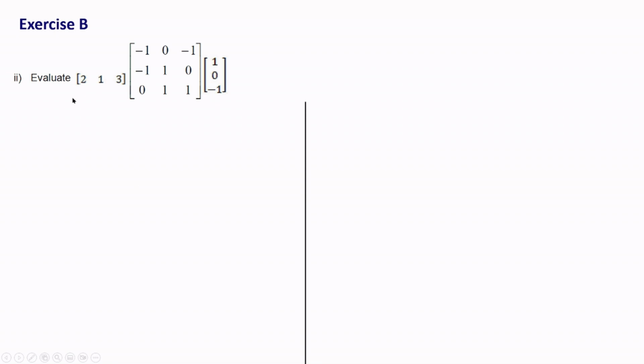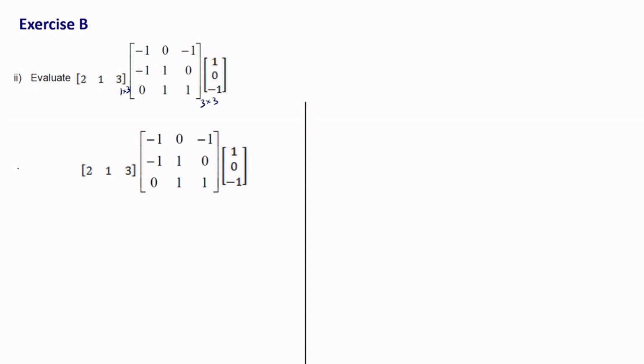Next question, evaluate. We have to find the value of this matrix. So it is 2, 1, 3, minus 1, minus 1, 0, 0, 1, 1, minus 1, 0, 1, then 1, 0, minus 1. So here we can see that the order of this is 1 by 3 and the order of this matrix is 3 by 3. So we can multiply these two matrices and obtain a matrix of order 1 by 3.